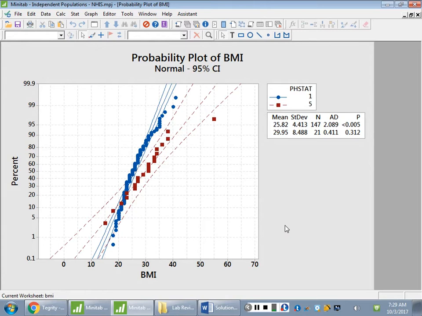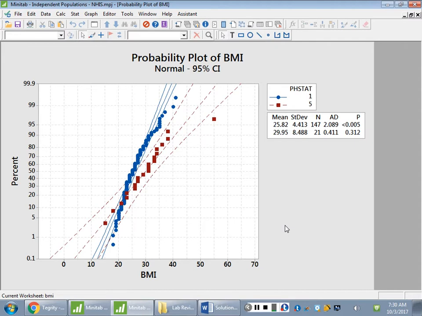I want to point out that the first one is actually small. If you inadvertently looked at that, you'd go, oh, normality can't be assumed. We have a problem. But that's not the case. The sample size is large, and so the central limit theorem kicks in for us. And we don't have to worry about that. It's only when the sample sizes are small that we're concerned about that.